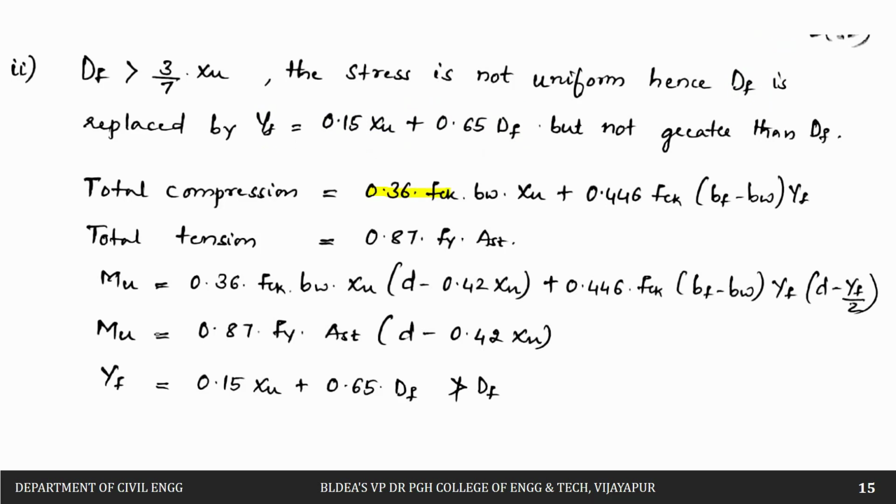Therefore, the total compression is 0.36 fck bw into xu, which we have seen in the last slide, plus 0.446 fck into (bf minus bw). Previously it was Df; instead of that, it has to be substituted as yf. This will remain the same. Therefore the moment will also have the same equation, only instead of Df it will be yf. Similarly for the tensile forces. And yf is equal to this, and it should not be greater than the depth of the flange.